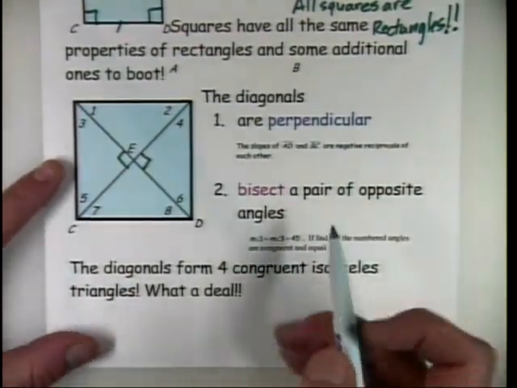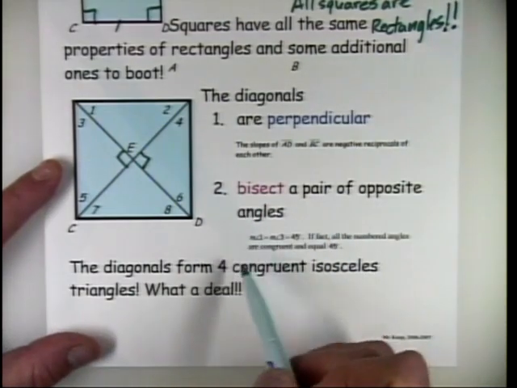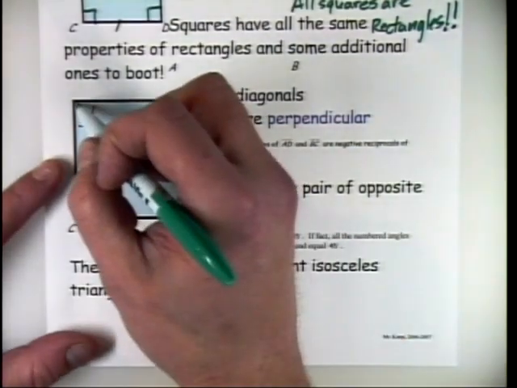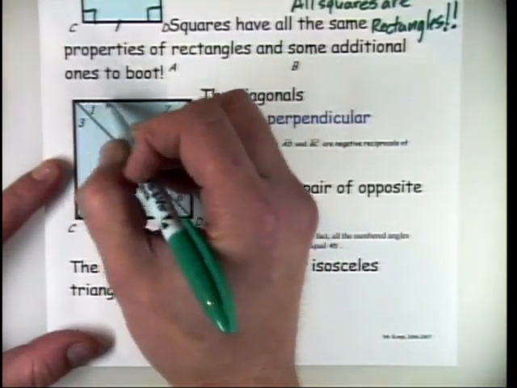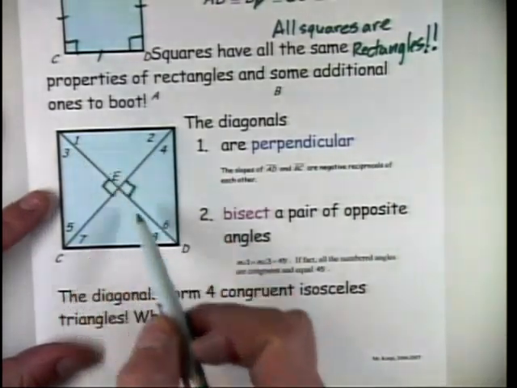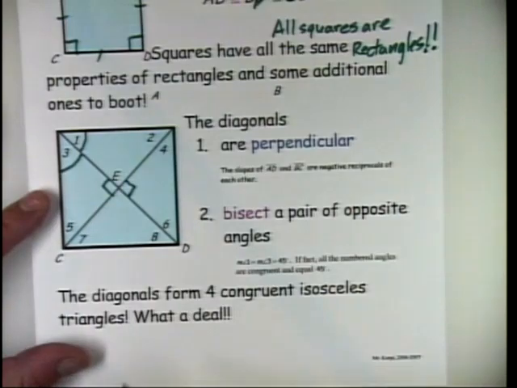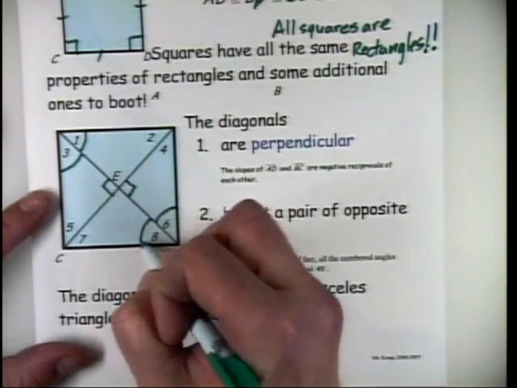The other nice thing about squares is that the diagonals bisect a pair of opposite angles, which means this angle right here, which is originally 90, okay, remember it had 4 right angles, is now cut in half by the diagonal, so that this angle is congruent to that angle, and this angle is congruent to that angle.